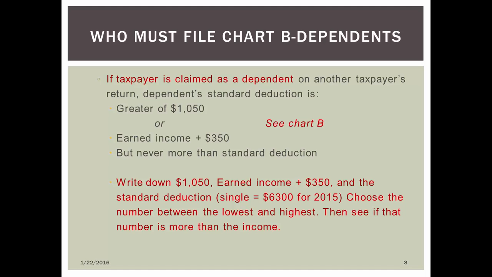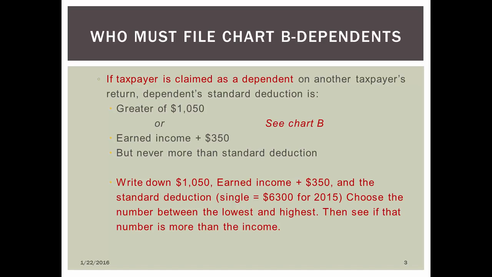Basically, these are in Chart B, and they're the greater of $1,050 or earned income plus $350, but never more than the standard deduction. So the easy way to do this is just to write down $1,050, write down whatever their earned income is, remember that's what they sweat for, like wages and self-employment. Write down their earned income and add $350 to it, and write down the standard deduction for that year, which is $6,300 for 2015.